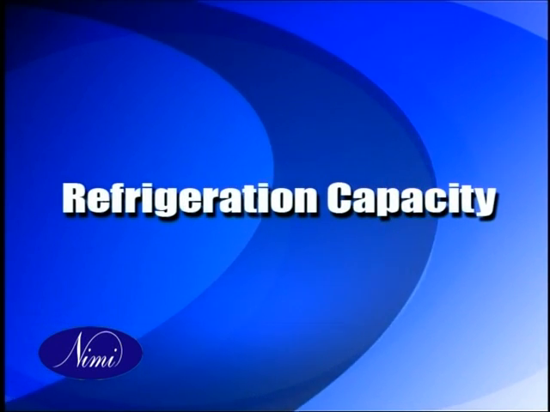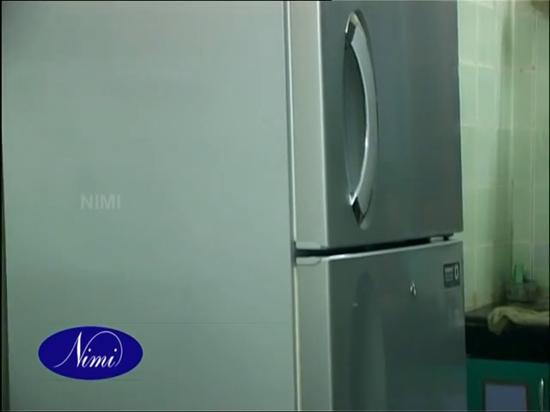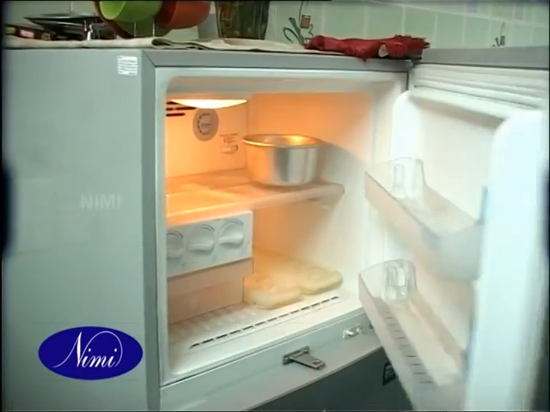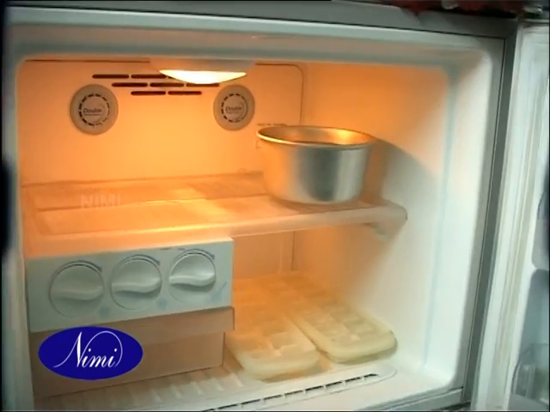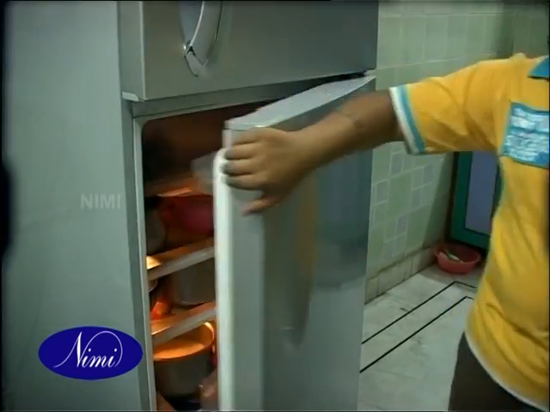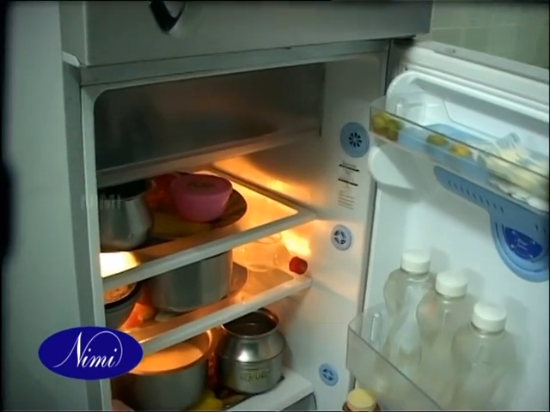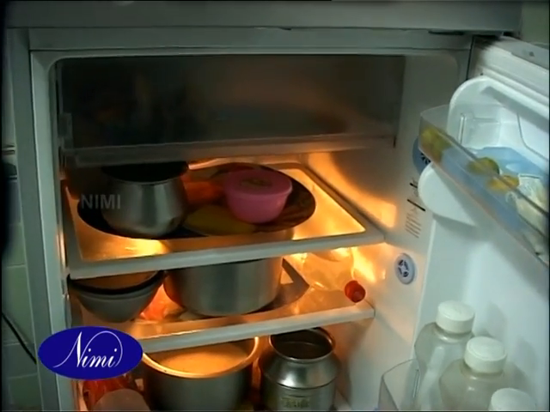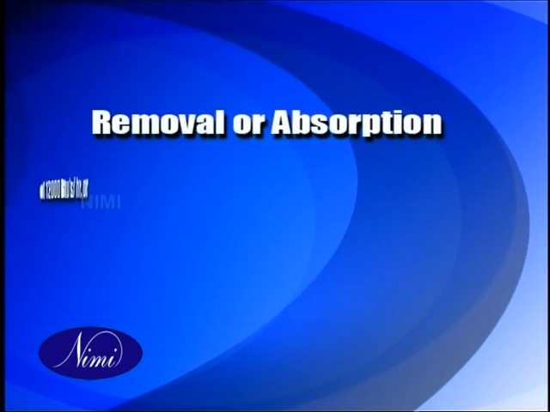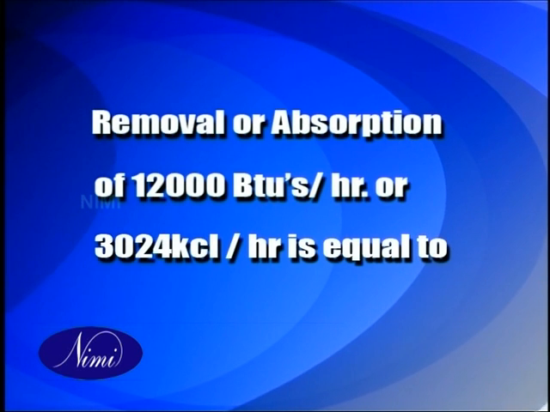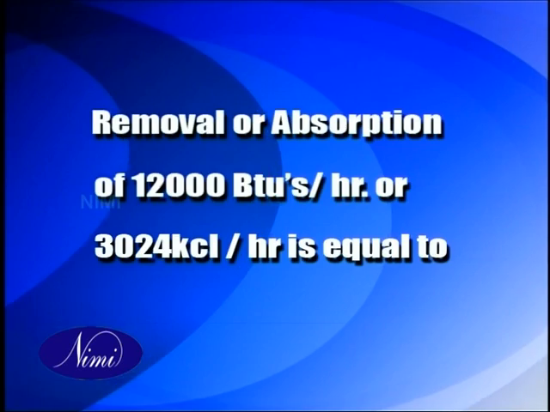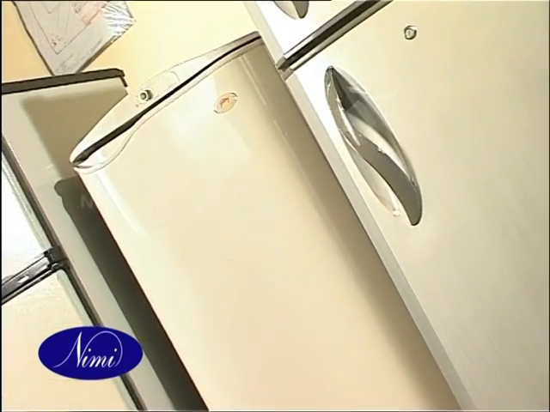Refrigeration capacity. In normal practice, refrigeration capacity of equipment is described in ton, kilocalorie per hour or BTU per hour. In case of refrigerator, capacity can also be referred to by volume. Again, volume can be converted in liters. Removal or absorption of 12,000 BTUs per hour or 3024 kilocalorie per hour is equal to 1 ton of refrigeration.